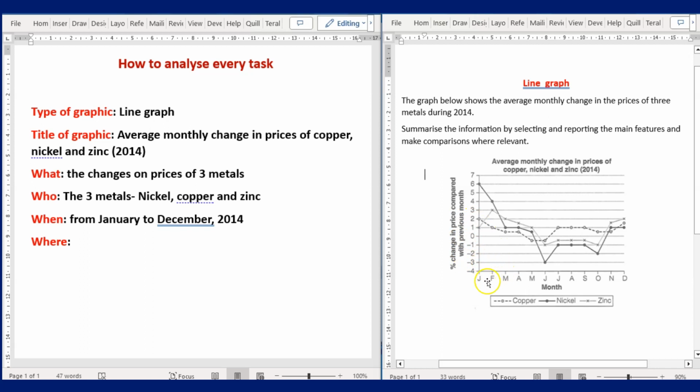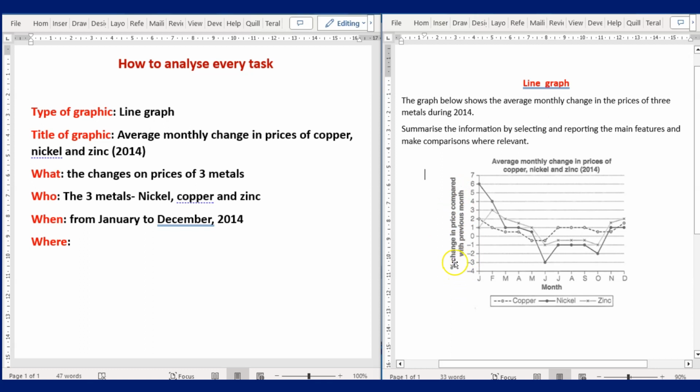So if it's in February, if we have it up to 4%, that means that it has changed. It has reduced from 6% to 4% as compared to the previous month. So there has been a 4% change in price as compared to that of January. That is for this particular line. So this information here will tell us what it means.